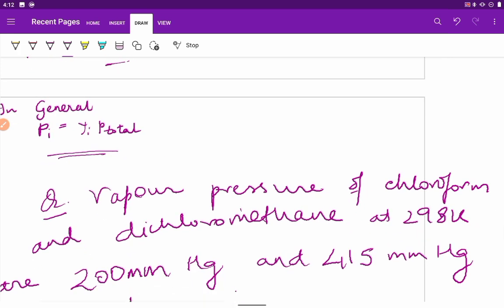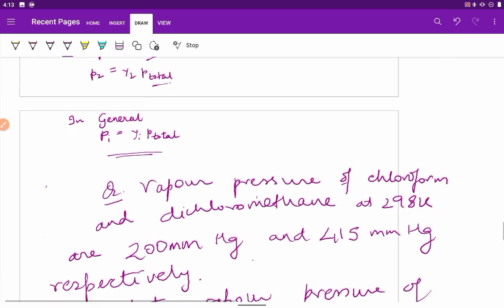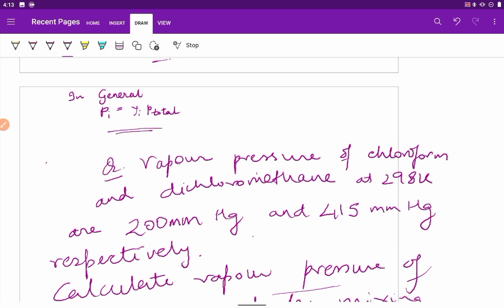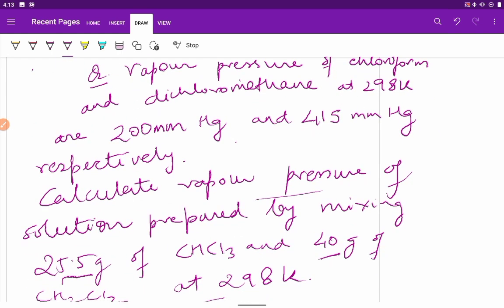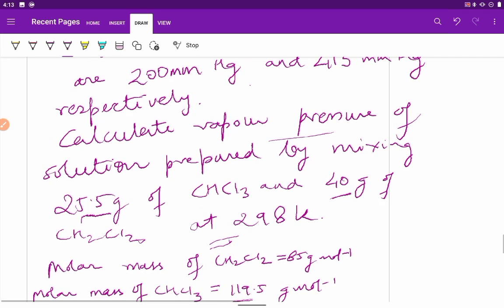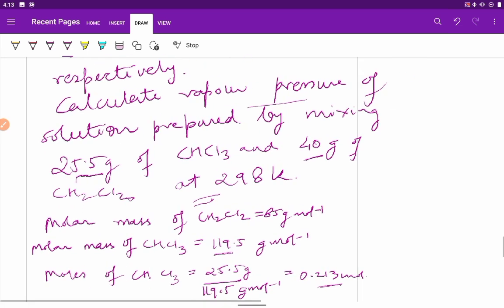Let us see one numerical. The question goes like this. Vapor pressure of chloroform and dichloromethane at 298 K are 200 mm mercury and 415 mm mercury respectively. Calculate vapor pressure of solution prepared by mixing 25.5 gram of CHCl3 and 40 gram of CH2Cl2 at 298 K. Now see, we will solve like this. First we find out the molar mass. Molar mass of CH2Cl2 is 85 gram per mole. Molar mass of CHCl3 is 119.5 gram per mole.